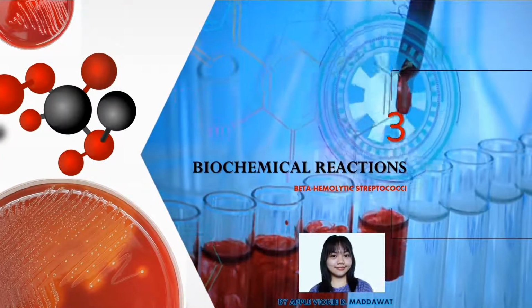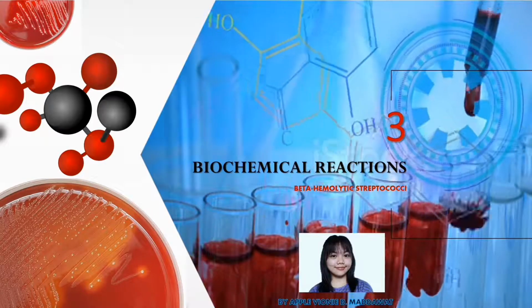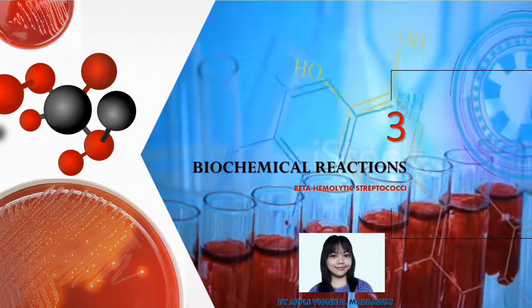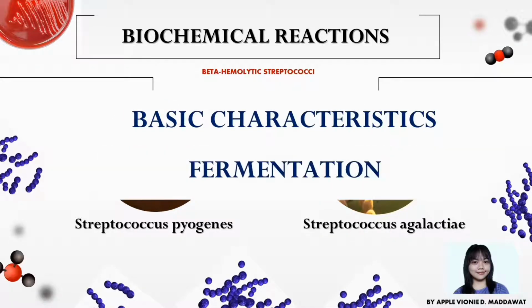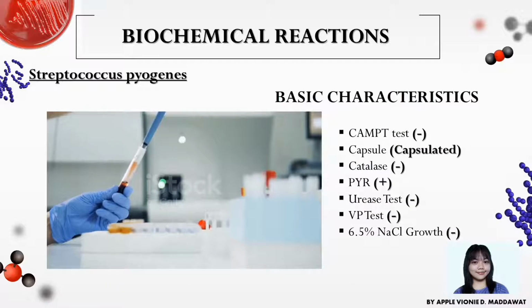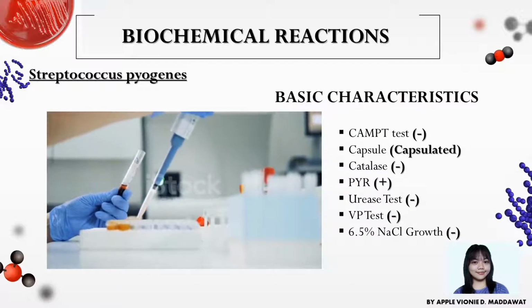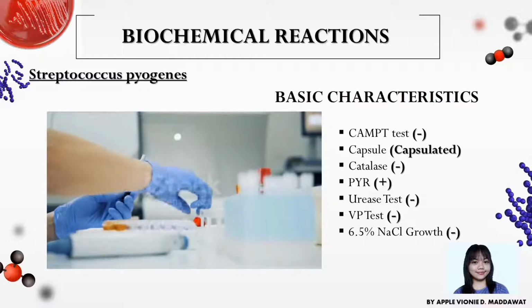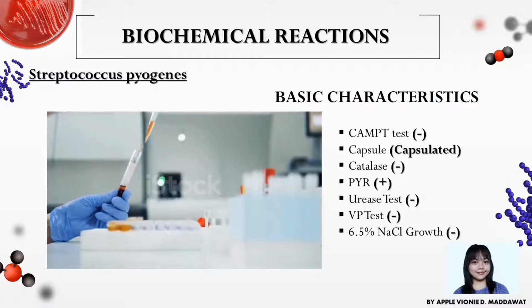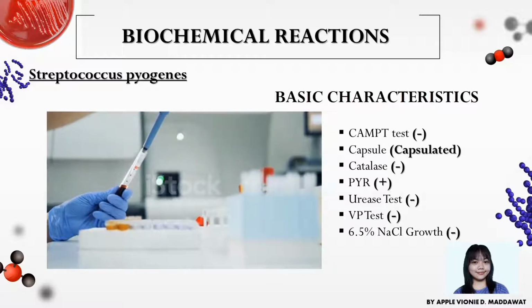For the next topic, we are going to identify the beta-hemolytic streptococci and their biochemical reactions, which include basic characteristics, fermentation, and enzymatic reactions. To begin with, the first bacterium that we will identify is Streptococcus pyogenes. Under its basic characteristics, it is negative in the following tests: the oxidase test, the catalase test, the urease test, the VP test, and growth in 6.5% sodium chloride. On the other hand, it is positive in the PYR test and is capsulated.